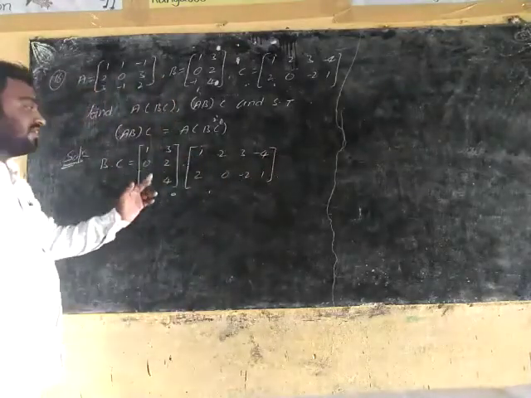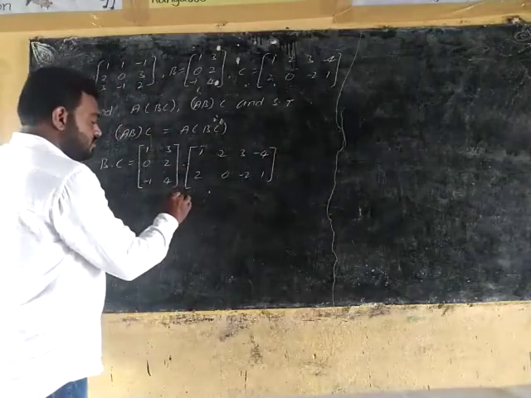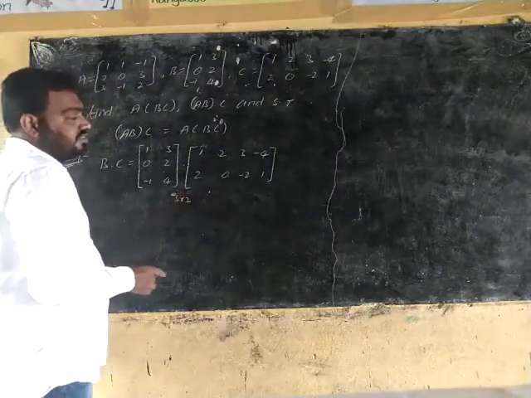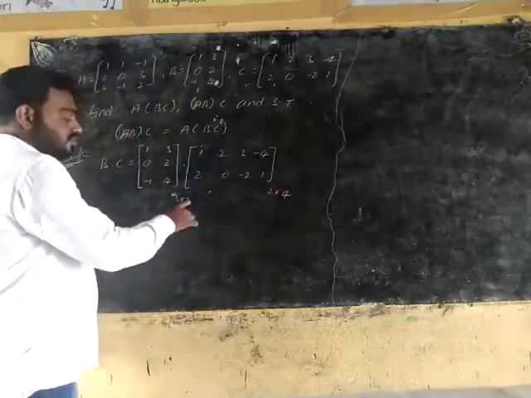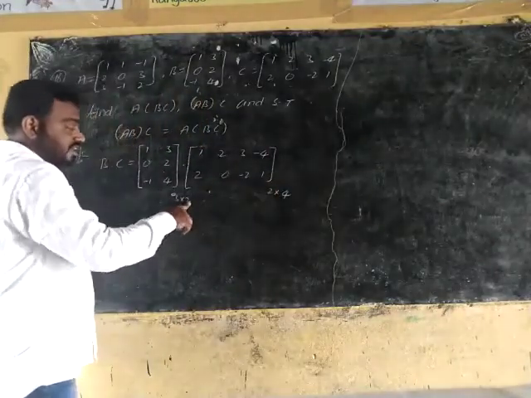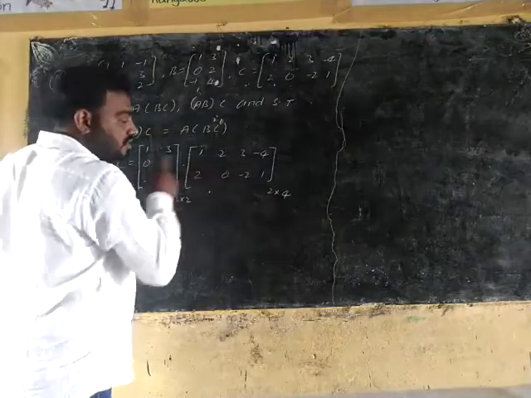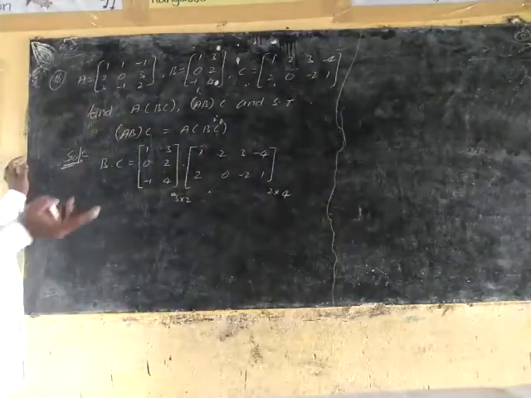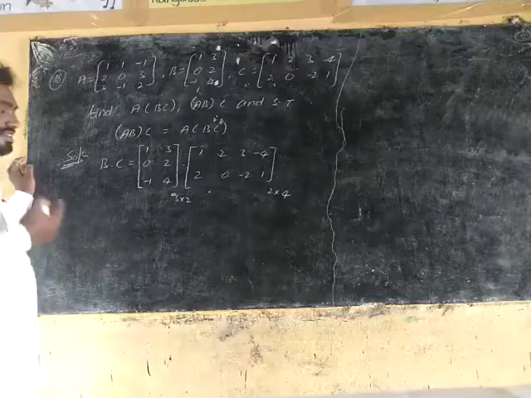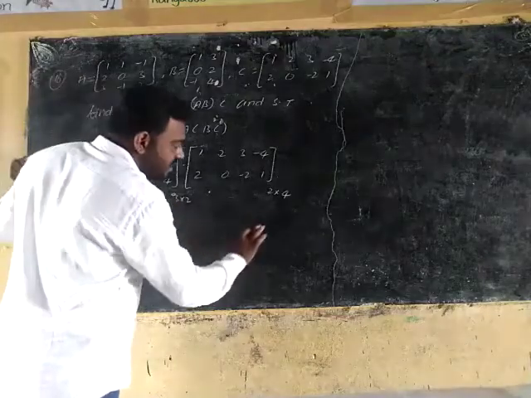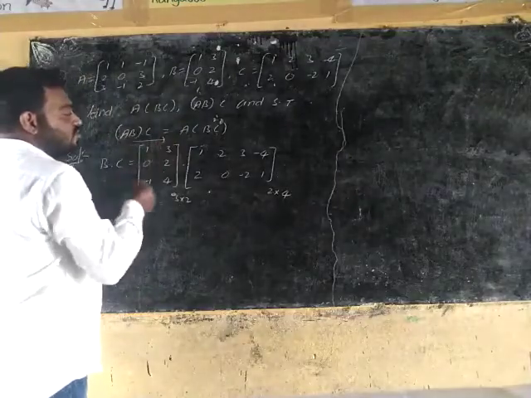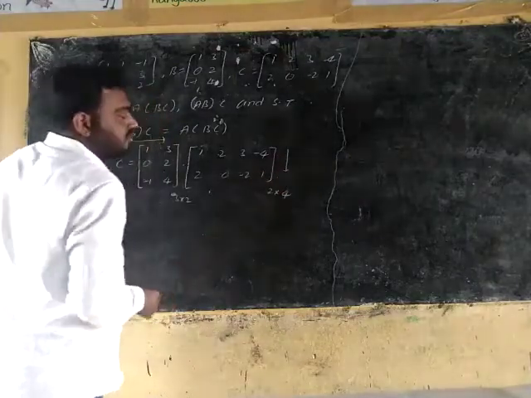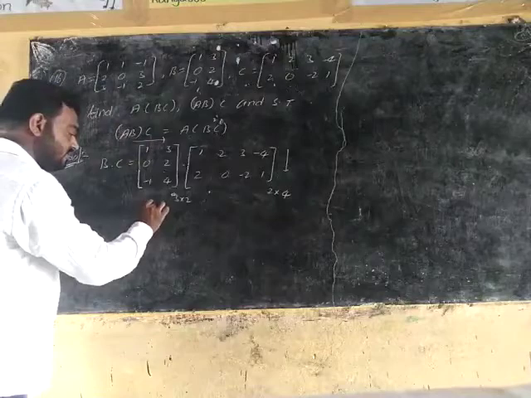What is the order of this matrix? 3 cross 2. This one is 2 cross 4. So the columns in the first matrix equal the rows in the second matrix, so the product of the matrices exists. The result matrix order is 3 cross 4. Understood? So rows into columns, you write it.